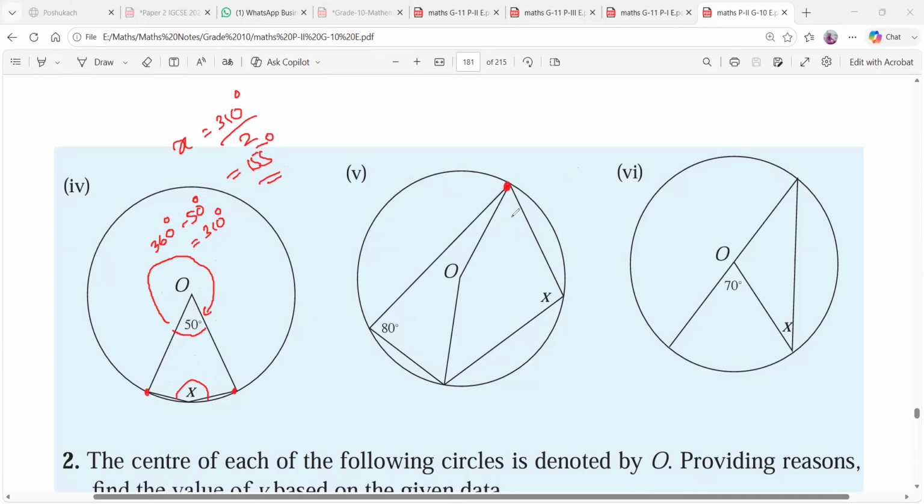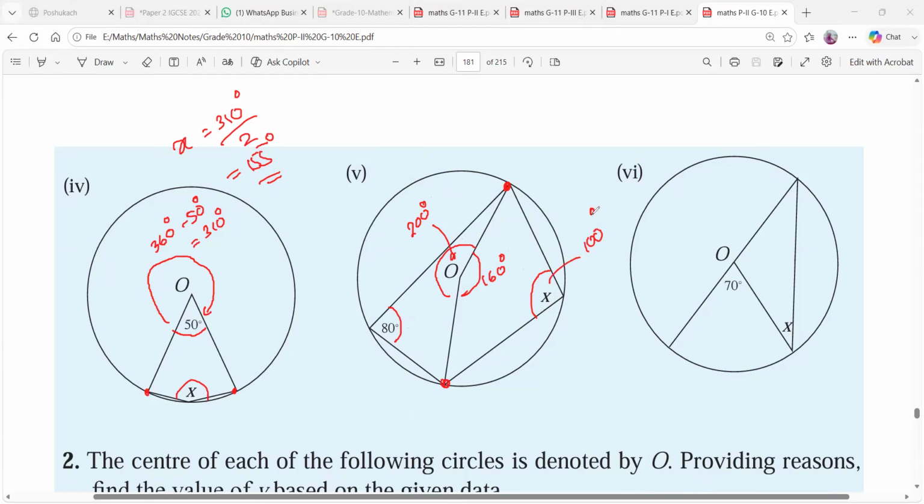If I consider these two points, if this one is 80, this one should be double, 160. Altogether 360, so this one should be 360 minus 160, which is 200. So this is half of that one. Here it should be 100.